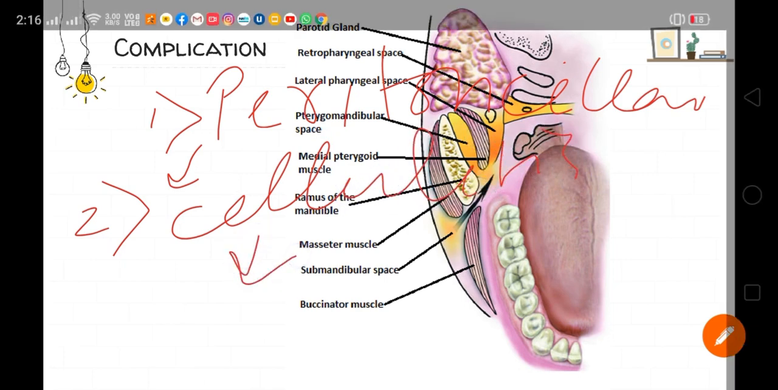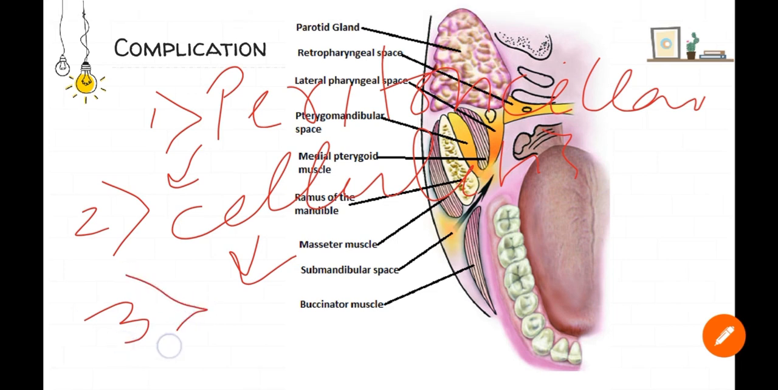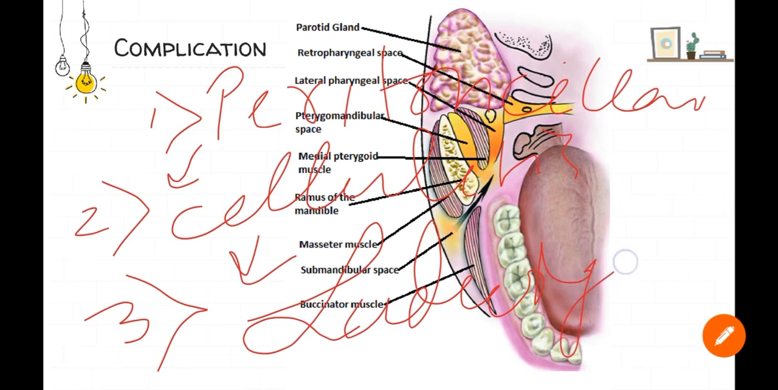and in case of dangerous situation, infection can spread to the bilateral submandibular space, lingual space and sublingual space and submental space. That is called Ludwig's angina. That is the most severe case.